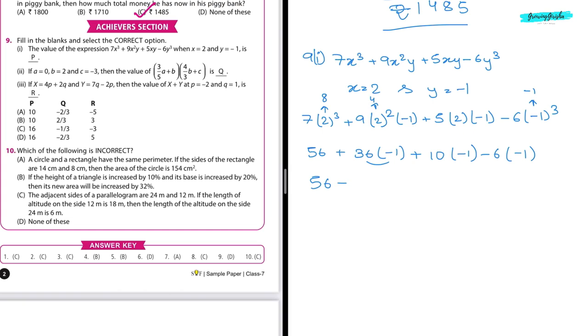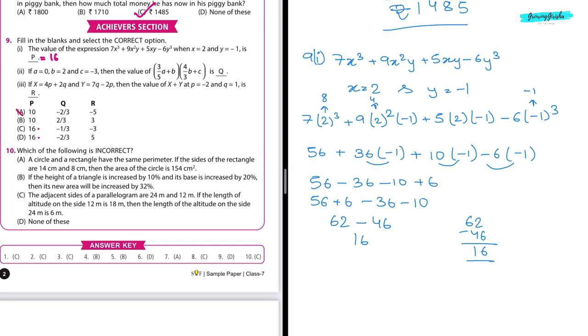56, 36 into minus 1 is minus 36, 10 into minus 1 is minus 10 and minus 6 into minus 1 is plus 6. 56 plus 6 minus 36 minus 10. 56 plus 6 is 62. Minus 36 minus 10 is minus 46. 62 minus 46 is equal to 16. Means P is 16. It is given only in option C and D.